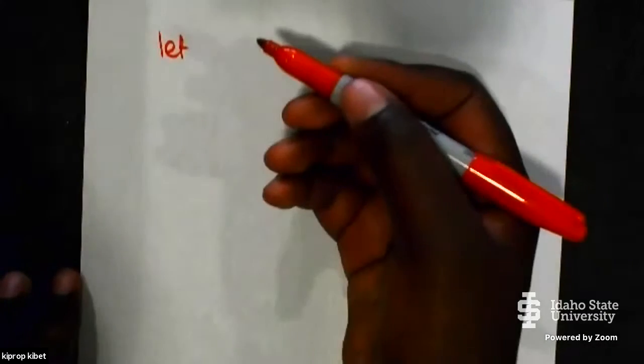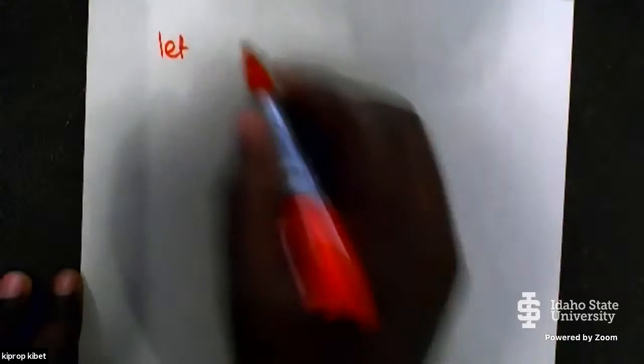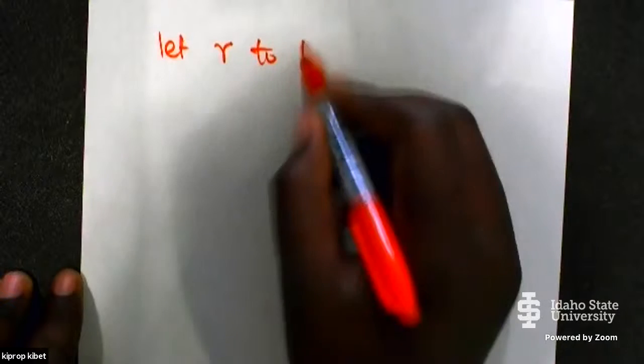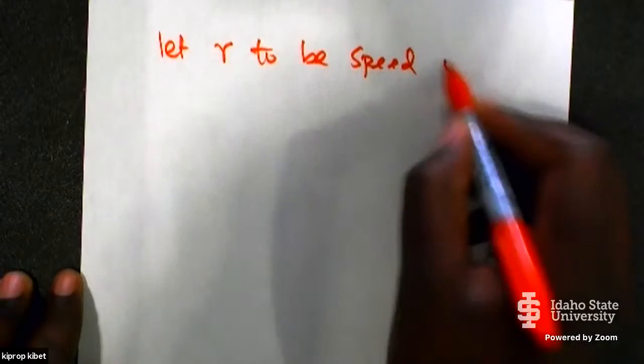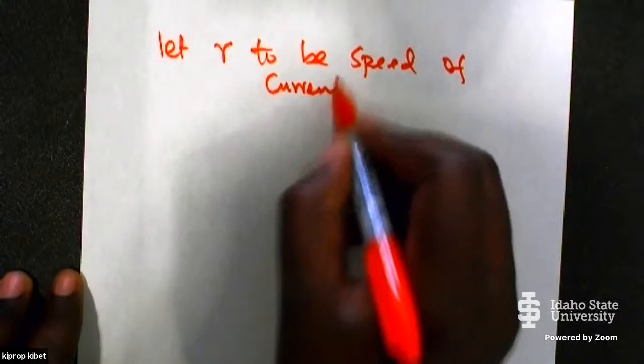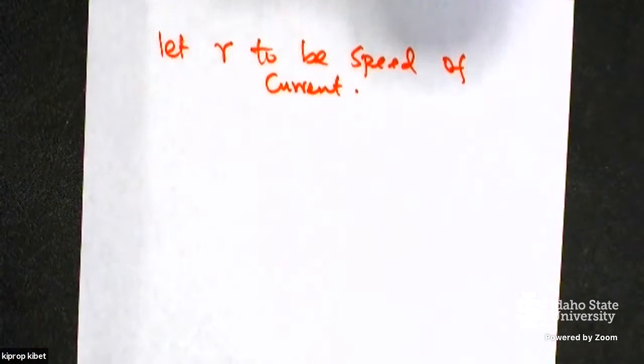All right, so what you do is you read the problem, and then what are we looking for? We are looking for the speed of the current. So you name that. You can let r be the speed of the current. So let r be the speed of the current.